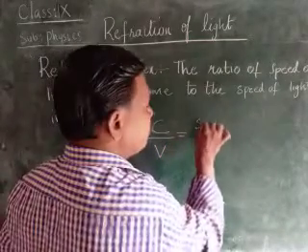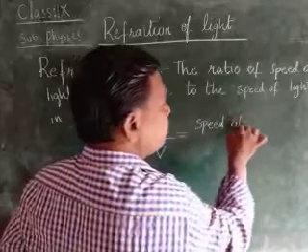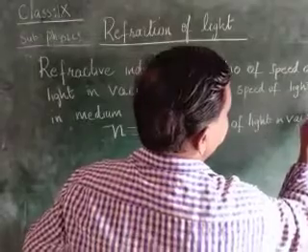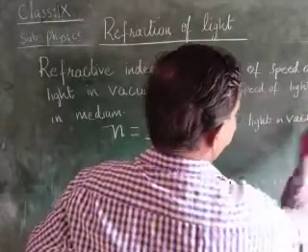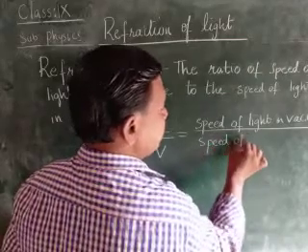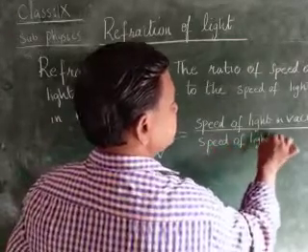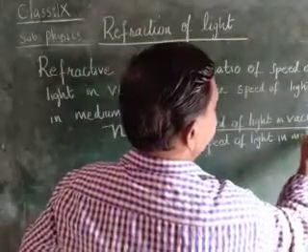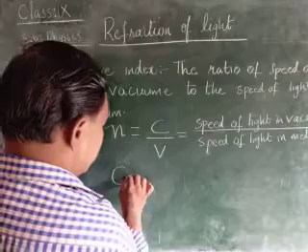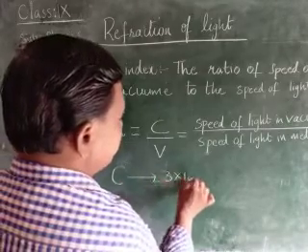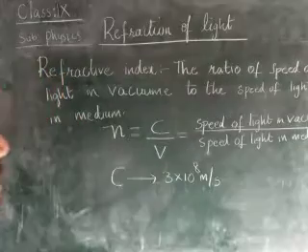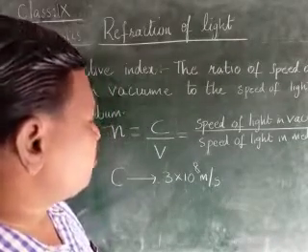The speed of light in vacuum to the speed of light in medium. Here the speed of light in vacuum is constant, that is, it is 3 into 10 to the power of 8 meter per second.